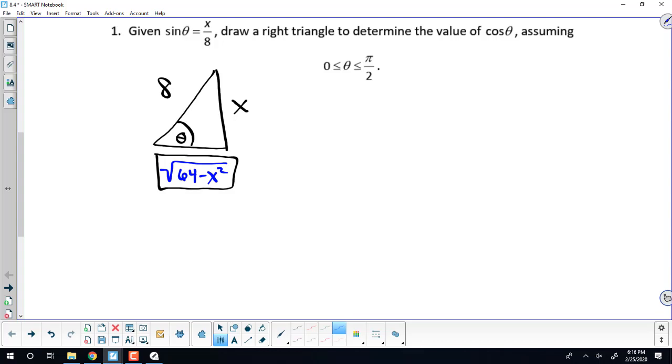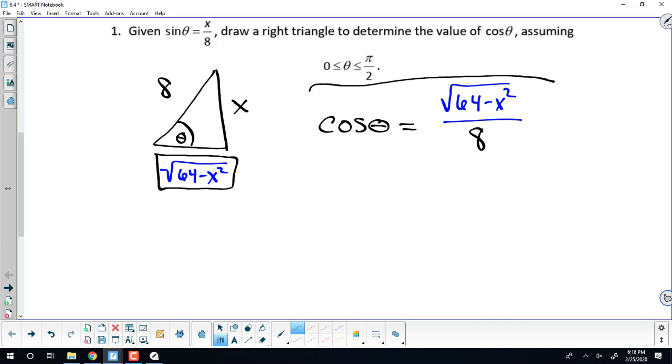In fact, we could not only find cosine, now that we have this reference triangle, we could find sine, tangent, cosecant, secant, find everything, but we're asked to find cosine theta. Cosine of theta is this side over the hypotenuse. Does that make sense? Does anyone have questions on that?